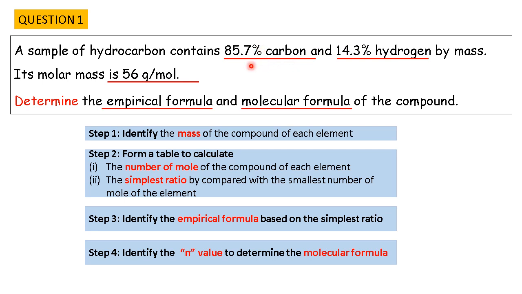Then we continue. For step 2, form a table to calculate the number of mole of each element. So we must know the molar mass of carbon and molar mass of hydrogen. And we need to calculate the simplest ratio by comparing with the smallest number of mole of the element. So later we check whether it is carbon or hydrogen. Step number 3, we need to identify the empirical formula based on the simplest ratio. Then step number 4, identify the n value to determine the molecular formula. So now let's check the solution.